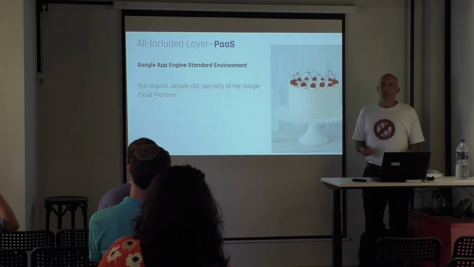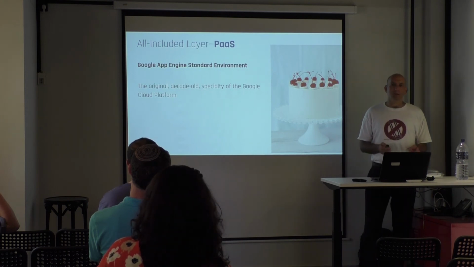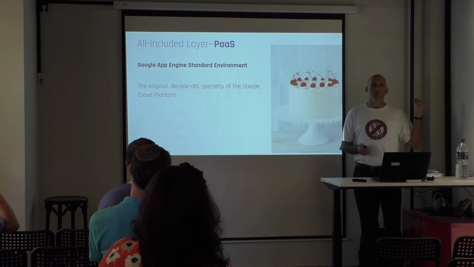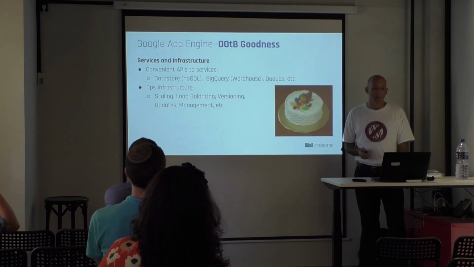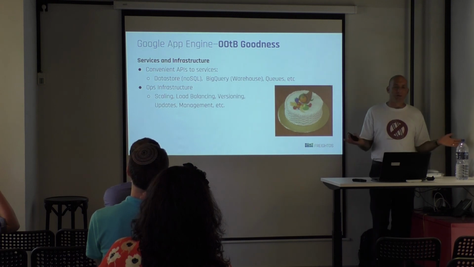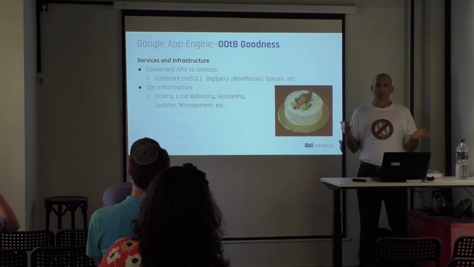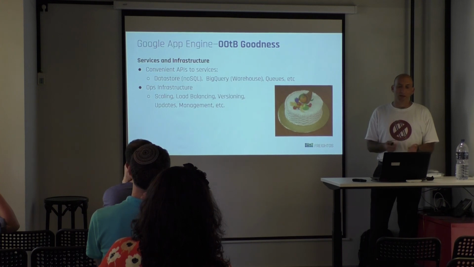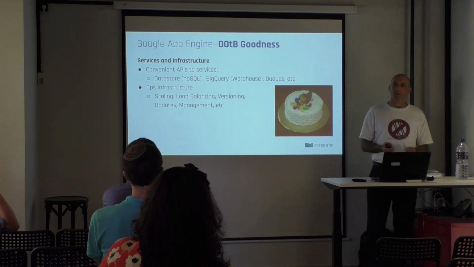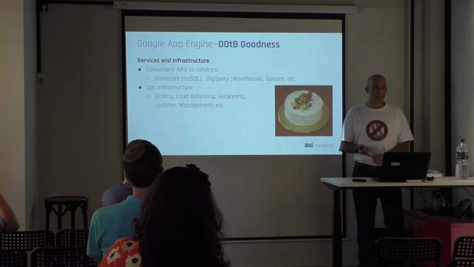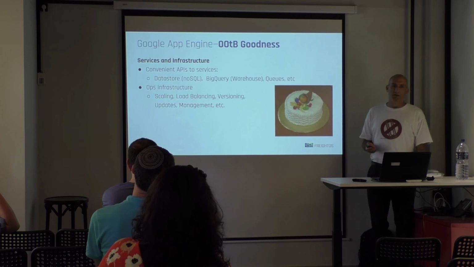PaaS starts out as an all-included layer. So Google Application Engine started 10 years ago, before there was even a Google Cloud Platform, as Google's specialty. This was their focus, their first offering on the cloud. It offers lots of out-of-the-box goodness. Convenient APIs, the data store, which is the Google proprietary NoSQL, BigQuery for data warehousing, queues, and a lot more. They also handle the ops infrastructure for you. You don't have to worry about scaling, load balancing, versioning, operating system updates, a nice GUI for managing it all, and much, much more.